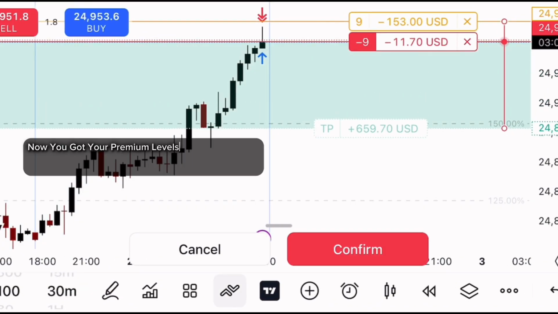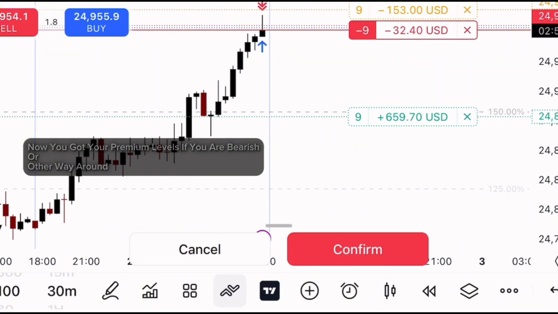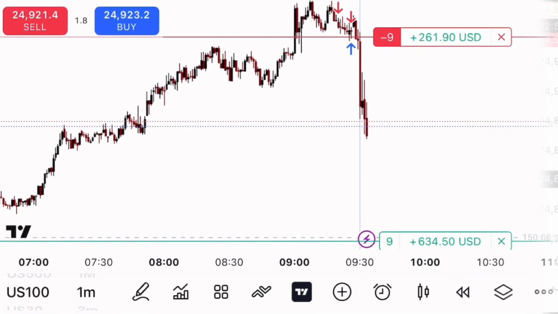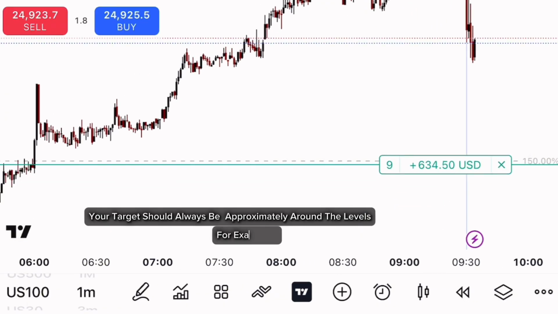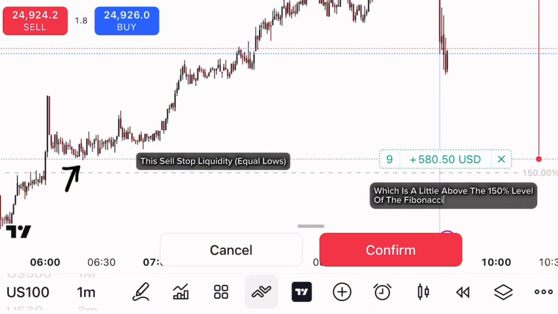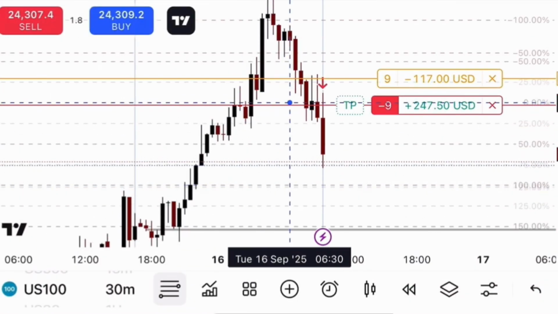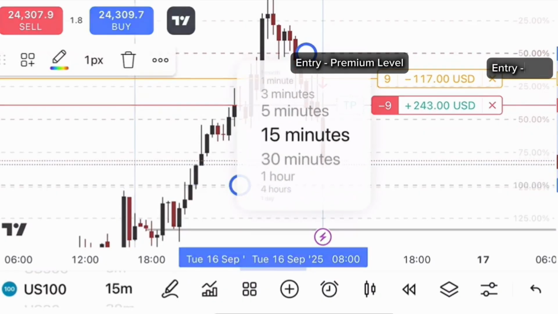Now if you have a bearish bias, you have some base levels of your premium. And the other way around. Your target should always be approximately around the levels. For example, you pick this sell stop liquidity that's close to this Fibonacci level. Or as your entry, you can see the price reached high above in premium before expanding down.